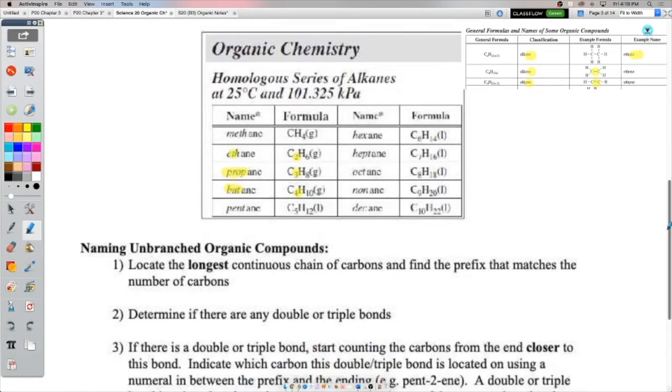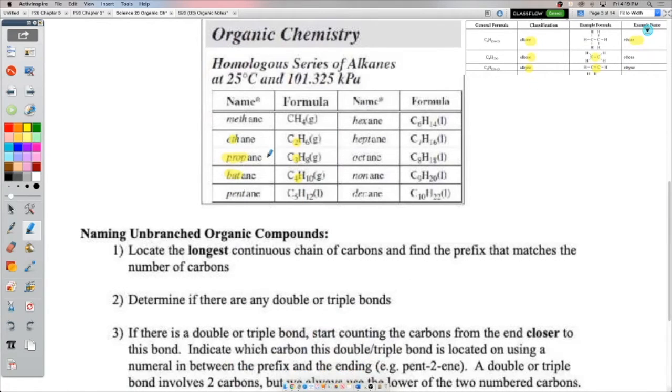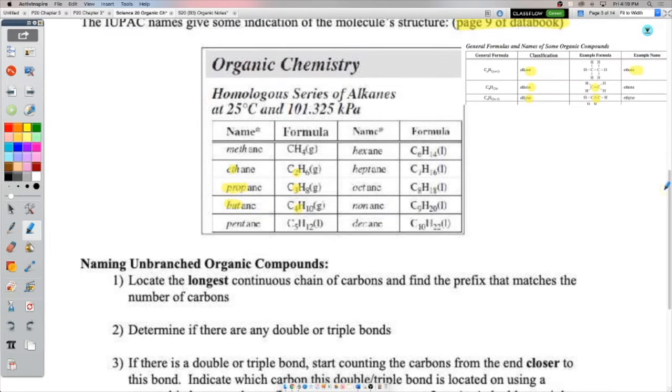So you could have propene, where there would be double bonds, or even propyne, where there would be triple bonds. But the "prop" part still means that there are three carbons in there. So this will help you remember how to name based on the number of carbons in the chain.